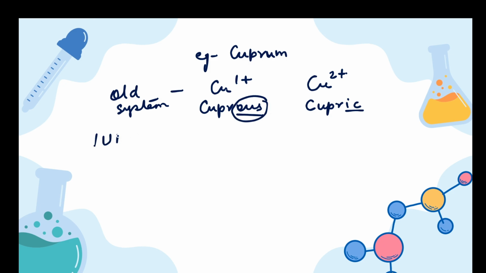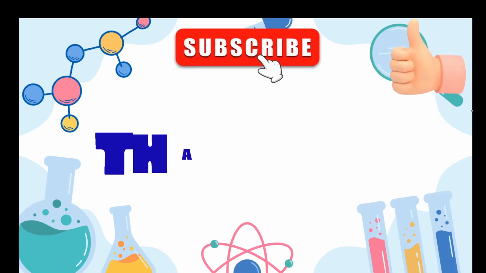And the new nomenclature or the IUPAC nomenclature is that we simply write the Roman numerals. Copper 1 is Roman number 1 and copper 2 is Roman number 2. So that is how we name the compounds when we are dealing with variable valency.